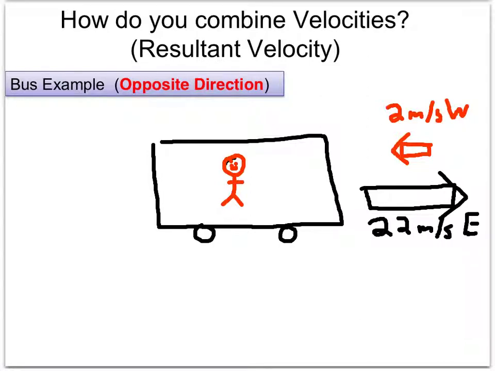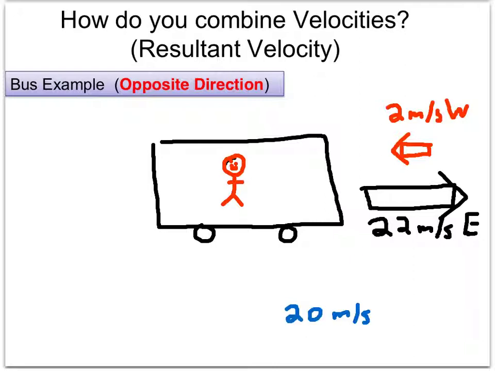Well, what is his combined or resultant velocity? And in this case, we have vectors going opposite directions. And whenever you have vectors going in opposite directions, you just simply subtract. So you take 22 minus 2, and you would end up with a velocity of 20 meters per second.